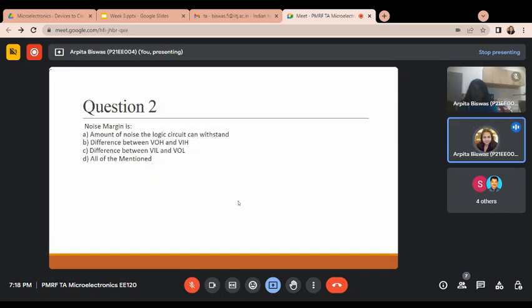And the third option is the difference between V input low and the V output low. And the fourth option is all of the mentioned. So what is the right answer?